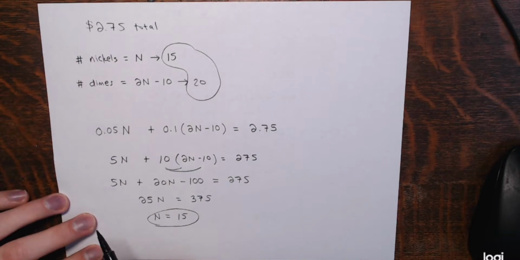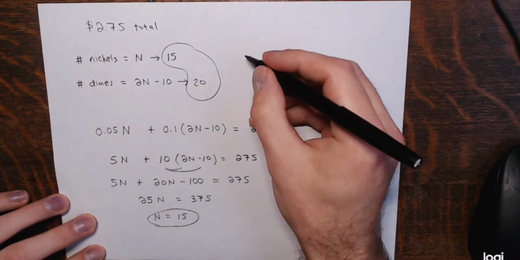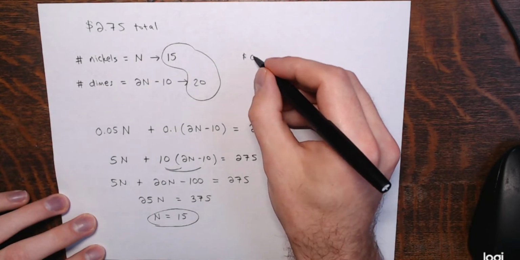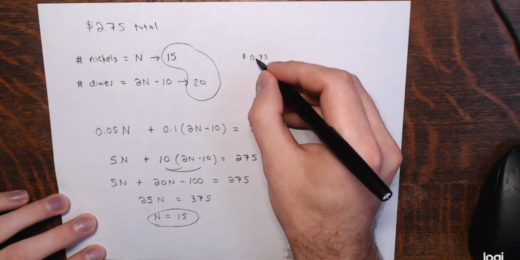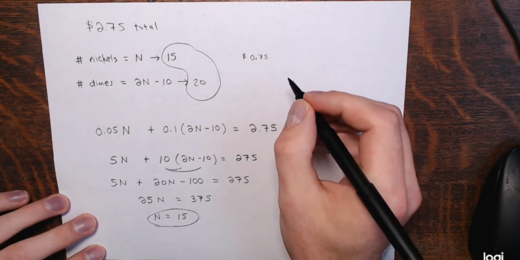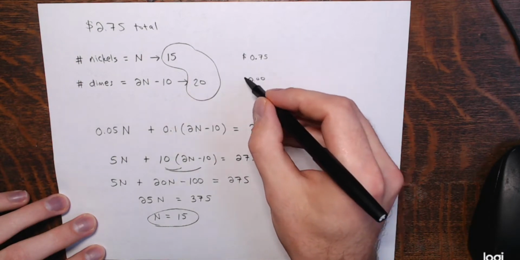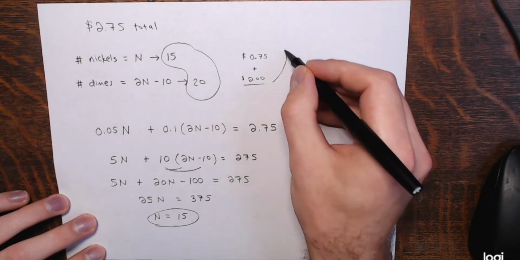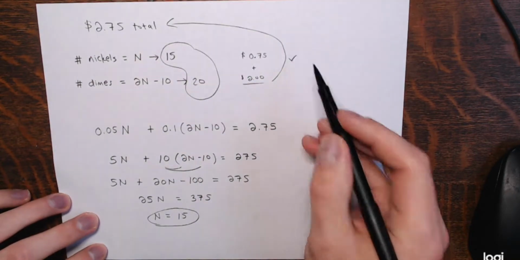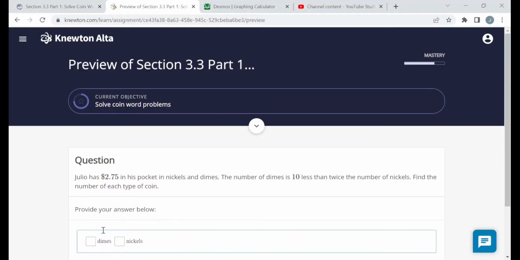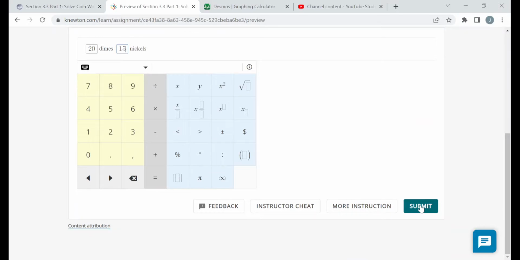And let's just check that out, just to make sure. Now for the nickels, if you had 15 nickels, that'd be 75 cents. Right, 50 plus 25, 75 cents. And the 20 dimes is $2. And put those together, you got 275. That totally works. That totally checks out. So 15 nickels and 20 dimes. Now be careful, they have dimes first, so 20 dimes and 15 nickels. Let's make sure you're putting the numbers in the correct slots.